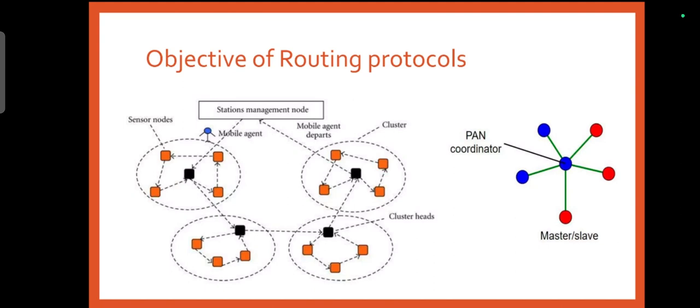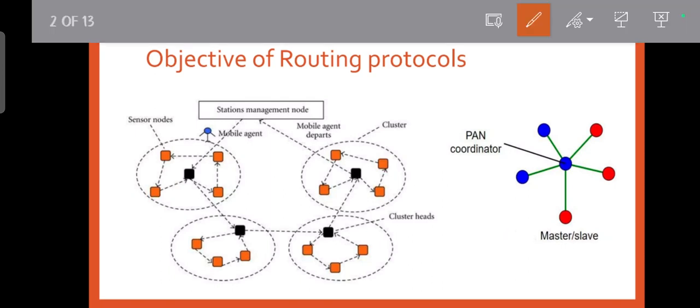So what does the word routing mean? In the slide, you can see four different networks, which are interconnected to each other. This is network 1, this is network 2, this is network 3 and this is network 4. In each network we have a different set of nodes. This small square box indicates the node and this black box indicates the head of that particular network.